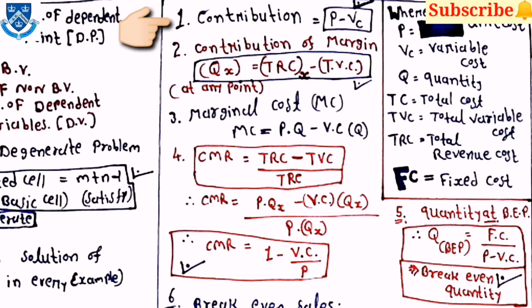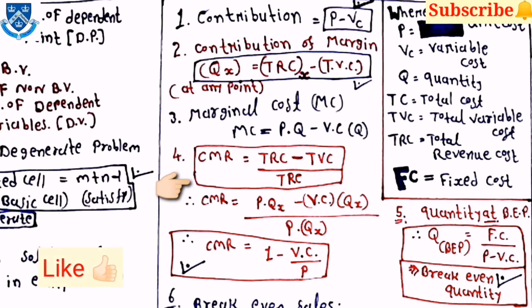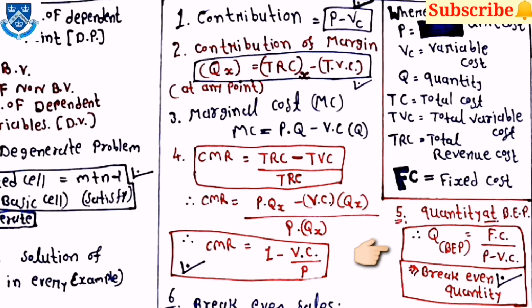Then some equations are there. The first one is contribution equal to P minus VC. Then contribution margin is QX equal to TRC minus TVC. Then marginal cost MC is equal to PQ minus VQ. Then CMR is equal to TRC minus TVC upon TRC. Then CMR is also equal to PQX minus VQX upon PQX. Then the quantity Q is equal to FC upon P minus VC, where Q is at BEP, and CMR is equal to 1 minus VC upon P.